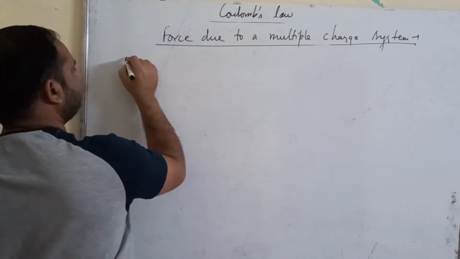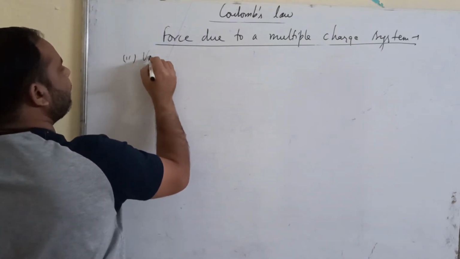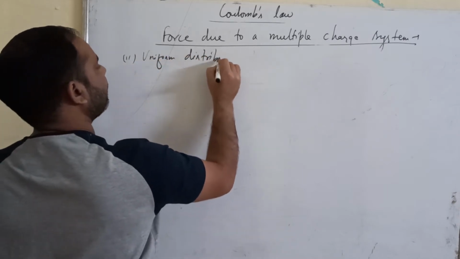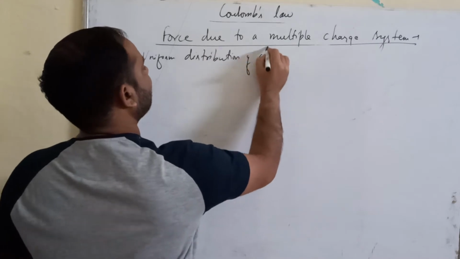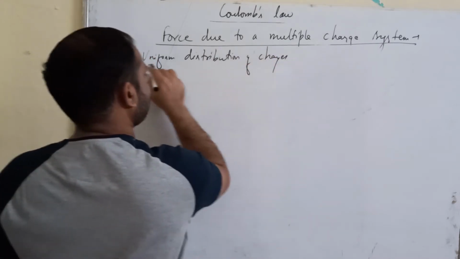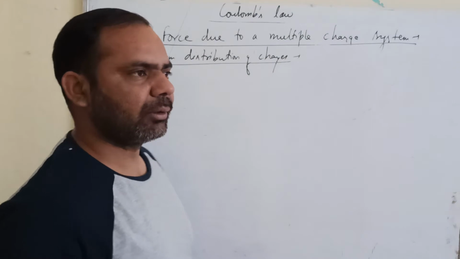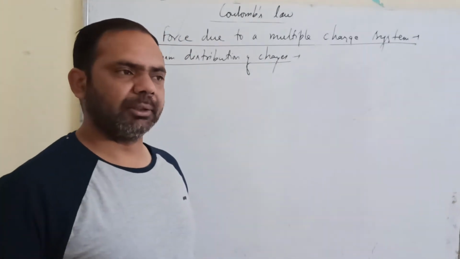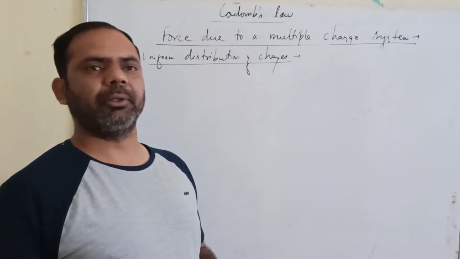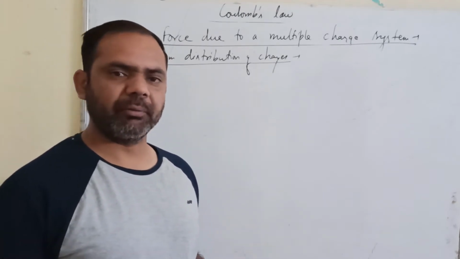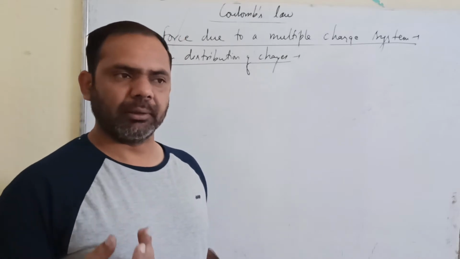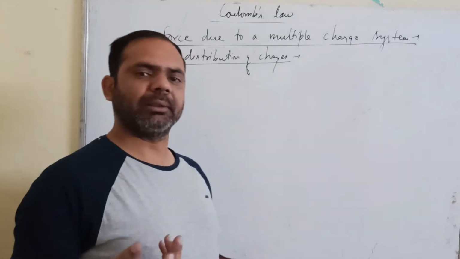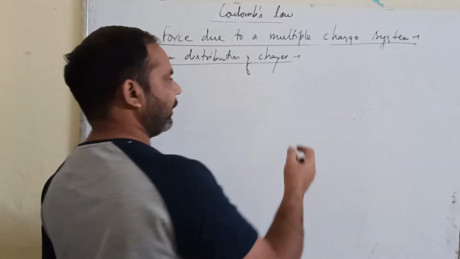Now next, second, uniform distribution of charges. Now we will find out the force exerted by a uniform distribution of charges. Generally in this topic we will find out the force due to a charged body. A charged body will have a large amount of charge. Even a small body will have a large amount of charge, so we can assume that the charge is uniformly distributed over the body.